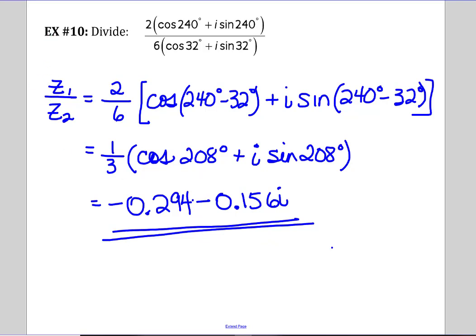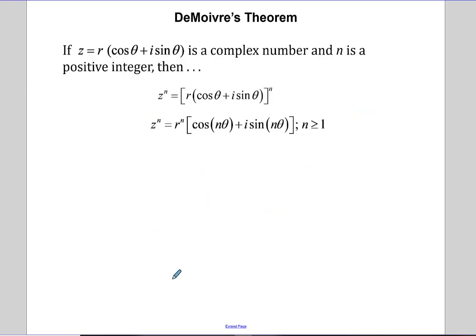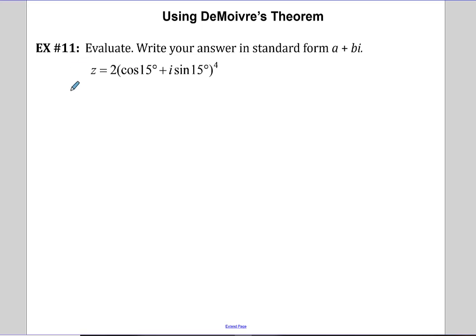So pretty easy. Now, DeMoivre's theorem gives us a way to raise a complex number to a power. And you can tell by looking at the rule here that if you have a complex number raised to a power, you're going to raise the modulus to the power and then multiply each of the arguments by the power, provided that the power is at least 1 or greater. So this is our last operation. And we want to raise this number to the 4th power.